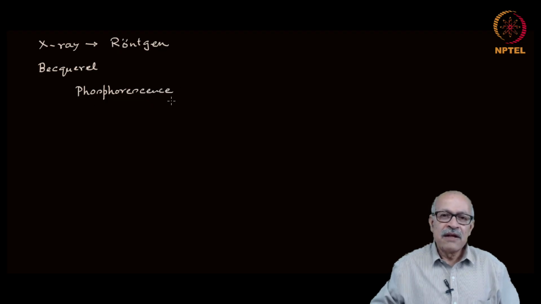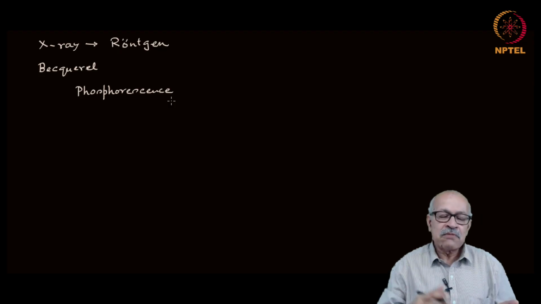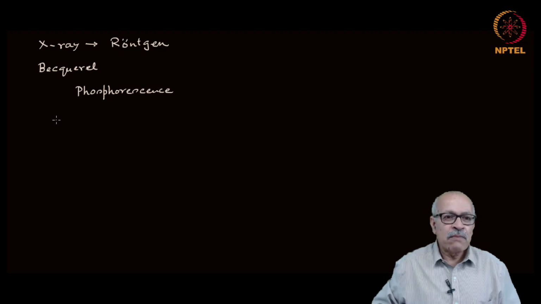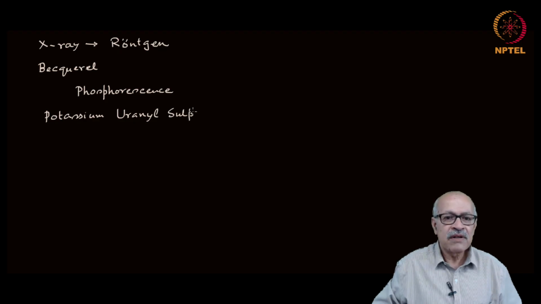What is phosphorescence? Certain substances absorb the energy in sunlight and then re-emit it during the dark. This is called the phenomenon of phosphorescence, and it was known that one particular compound, potassium uranyl sulfate, is phosphorescent.